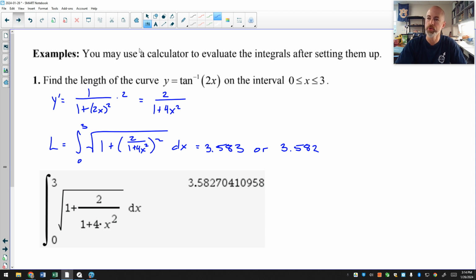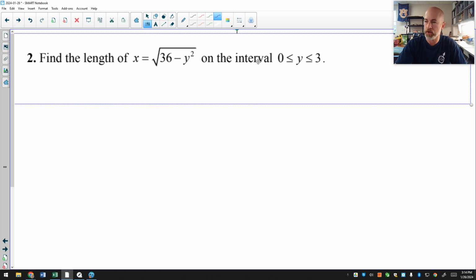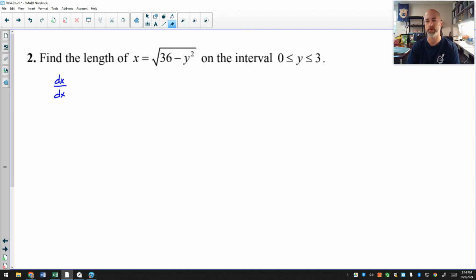So there you can see the calculator screenshot. Let's go on to number 2. Find the length of that curve on this interval. And again, we're from 0 to 3. This time it's a function of y, not a function of x, but that's no big deal. So this time I'll actually find dx/dy, the derivative of x with respect to y. And it's a square root function.